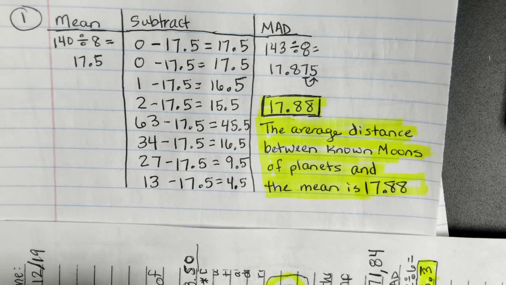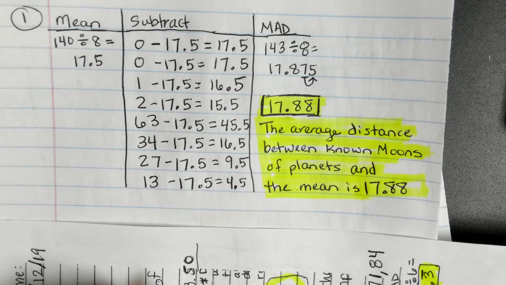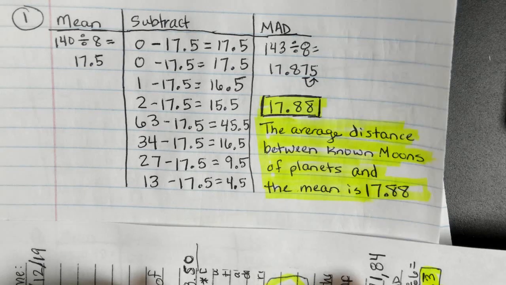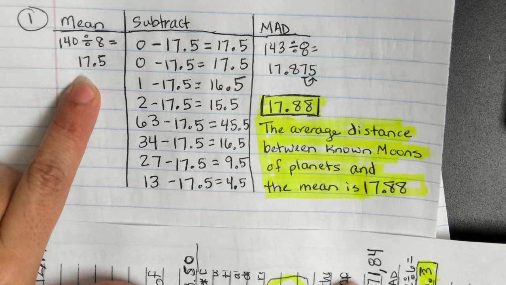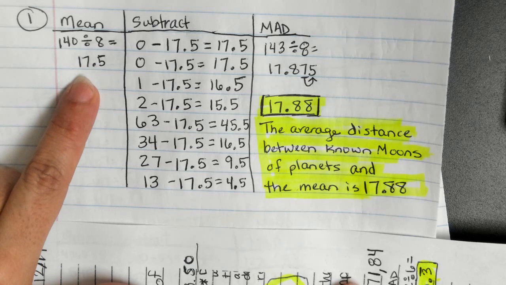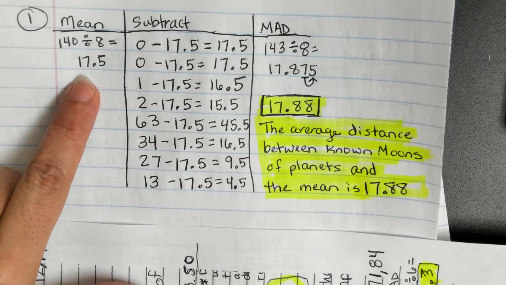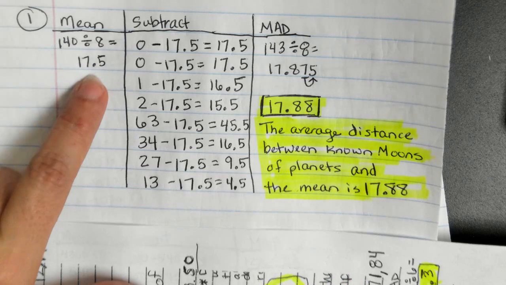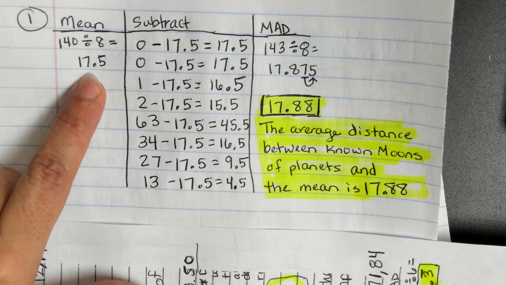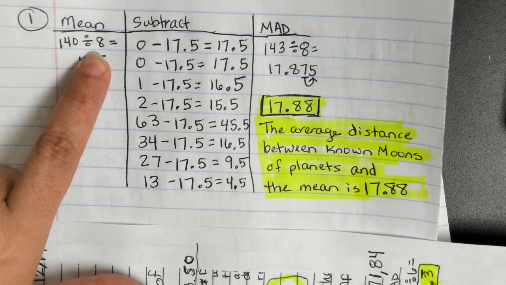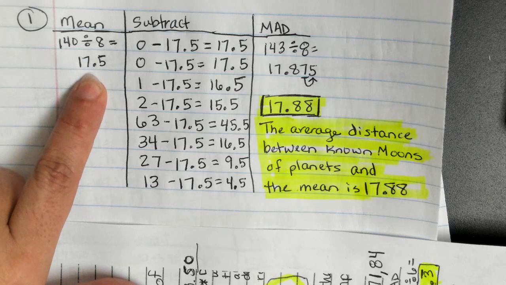Now, step 1 on this, if you were absent, is to find the mean of the numbers. And on this assignment, like it said, round to the nearest hundredth. This is the exact number, though, but I added up all the numbers, divided by how many numbers there are, and the mean is 17.5.